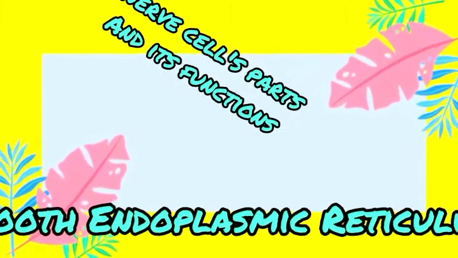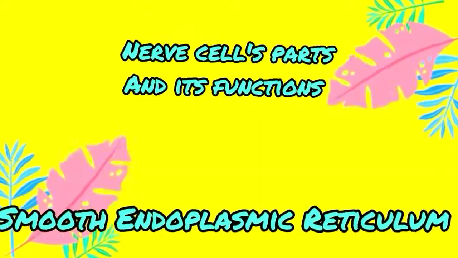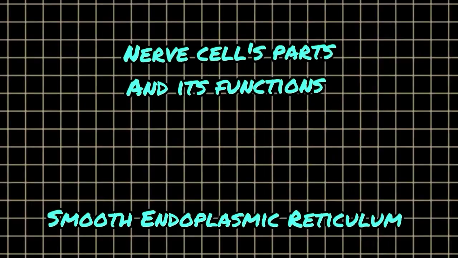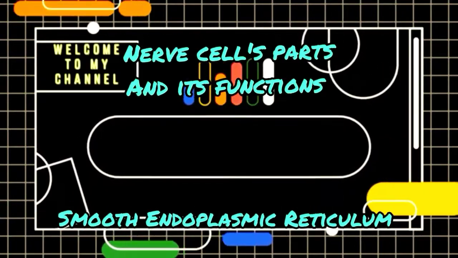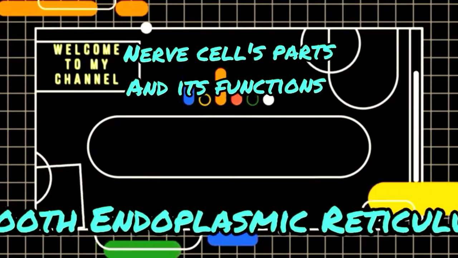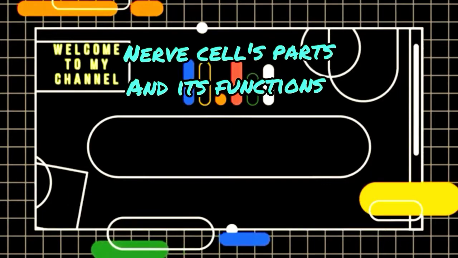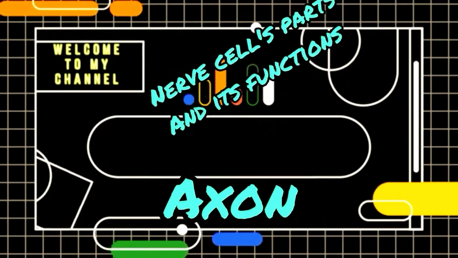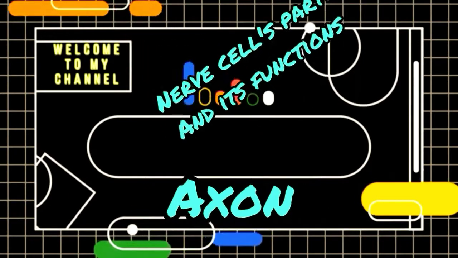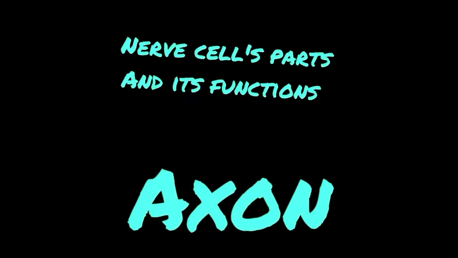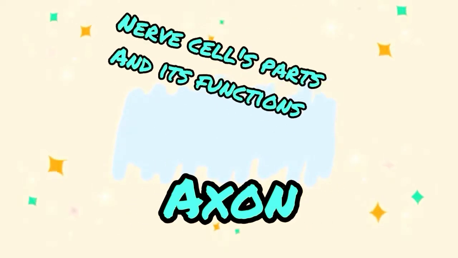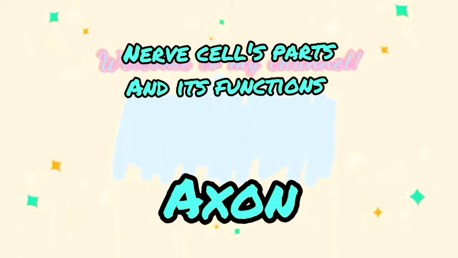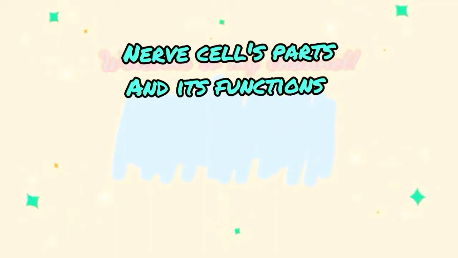Smooth endoplasmic reticulum. The smooth endoplasmic reticulum functions in many metabolic processes. It synthesizes lipids, phospholipids as in the plasma membrane, and steroids. Axons. Specialized projections called axons allow neurons to transmit electrical and chemical signals to other cells. Neurons can also receive these signals via root-like extensions known as dendrites.